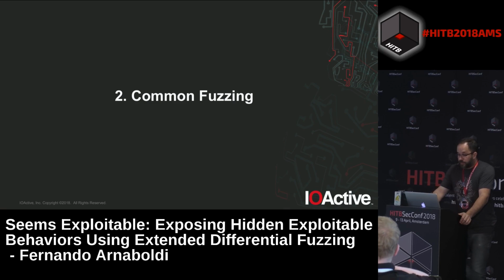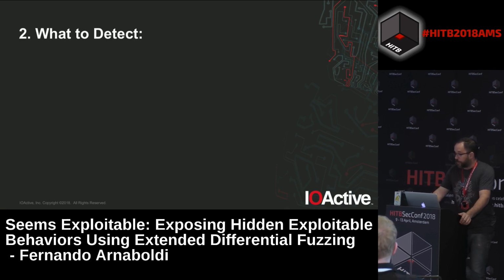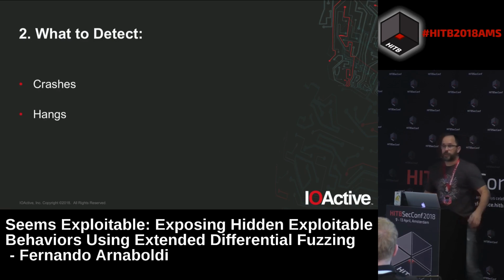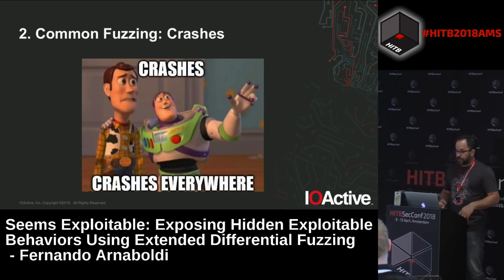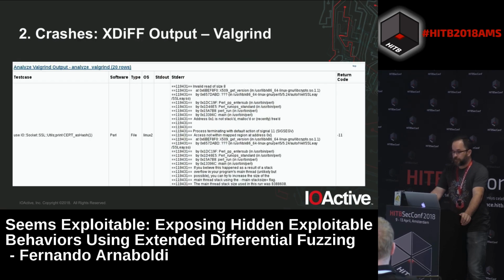When we're talking about common fuzzing, we're talking normally about detecting crashes, when we're breaking a piece of software, or hangs. That means that the software keeps executing, it never ends. So one of the things that I wanted to prove was that even though this is not a common fuzzer, I still was able to detect crashes. There are multiple ways that you can detect this and abuse them.